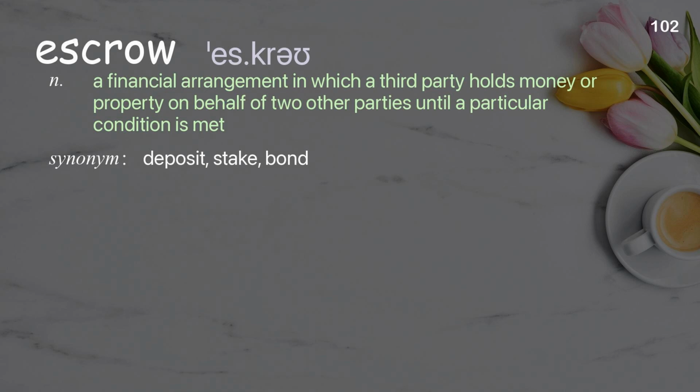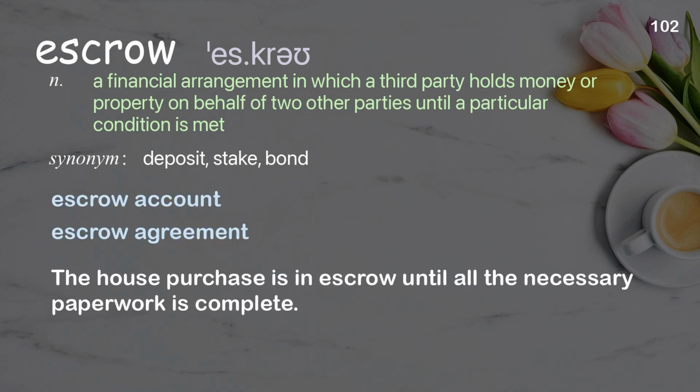Escrow. A financial arrangement in which a third party holds money or property on behalf of two other parties until a particular condition is met. Examples: Escrow account. Escrow agreement. The house purchase is in escrow until all the necessary paperwork is complete.